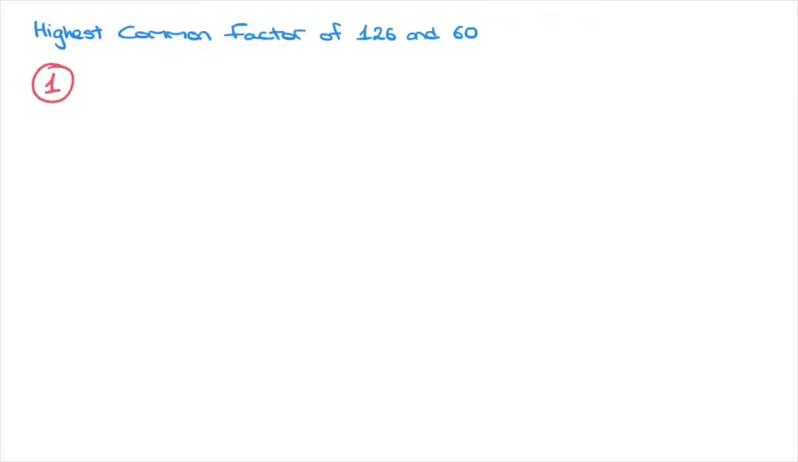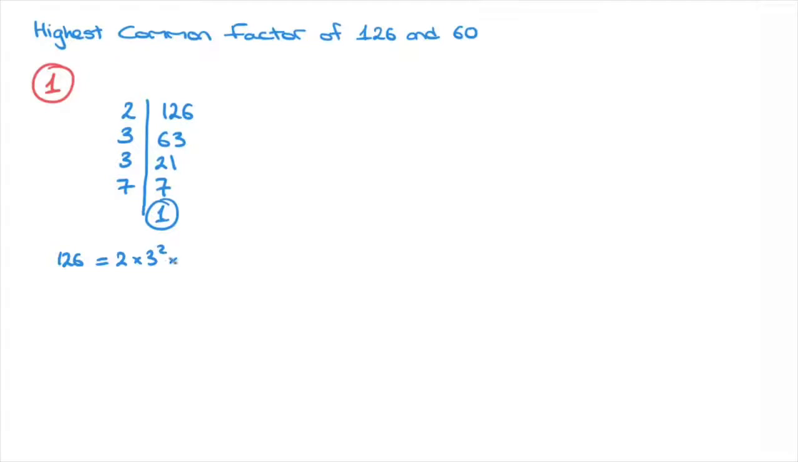So step 1, we need to write each of those two numbers as products of their prime factors. So we start with 126. Now, 126 can be divided by 2, which leads to 63. And 63 can be divided by 3, which leads to 21. 21 can again be divided by 3, which leads us to 7. And 7 can be divided by itself, 7, which leads us to 1. So 126 is equal to 2 times 3 squared times 7.